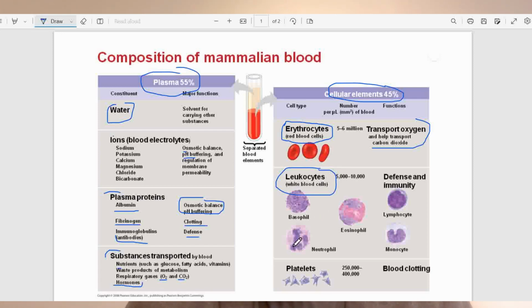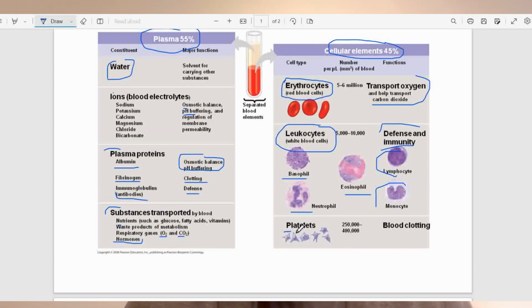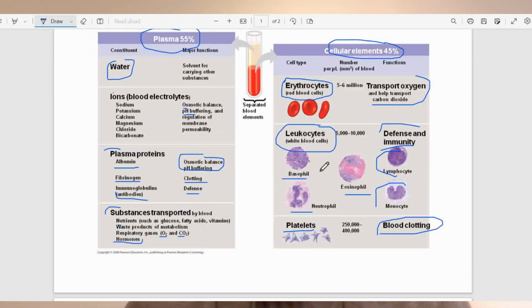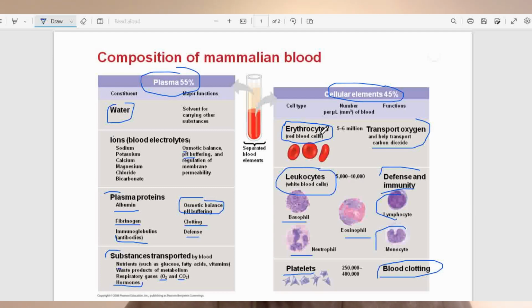All right, so now we have the leukocytes, which are also called the white blood cells, and they are of different types, classified based on different criteria. You have the basophils, the neutrophils, the eosinophils. You also have the monocyte and the lymphocyte. Generally, these white blood cells are responsible for immunity and defense in the body of the organism. And finally, we have the blood platelets, which help to clot blood during injury.